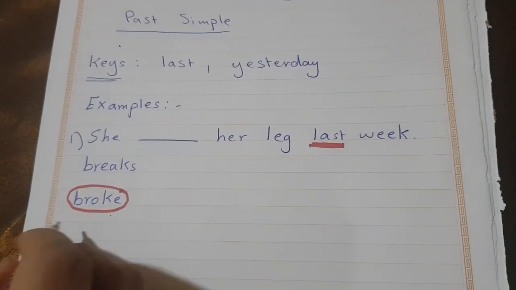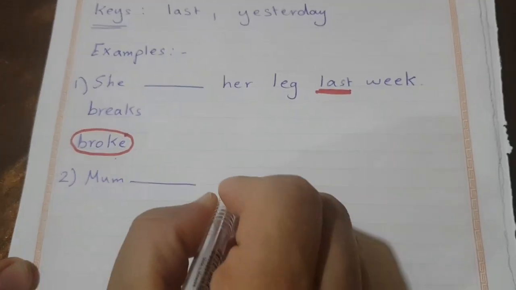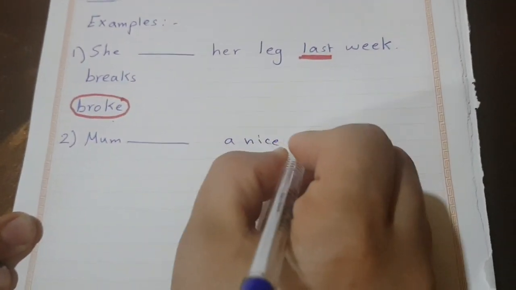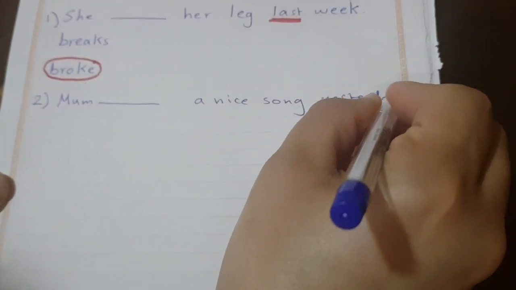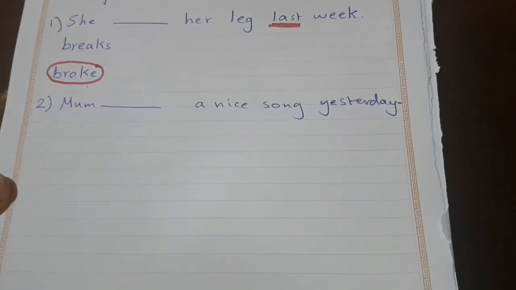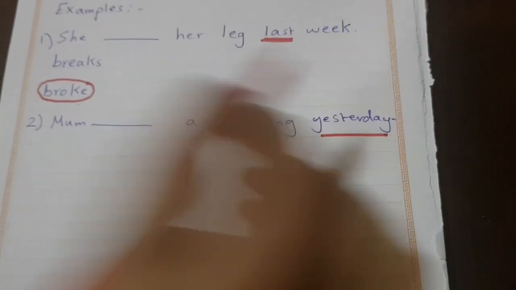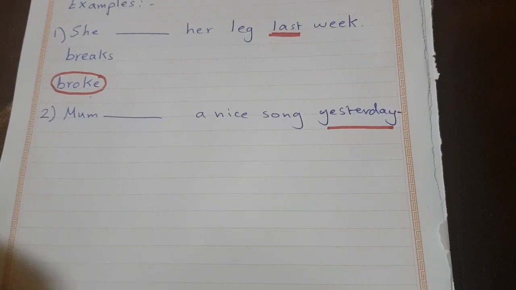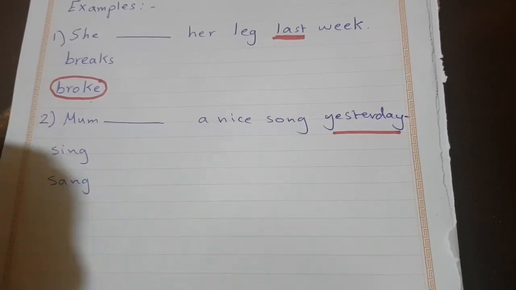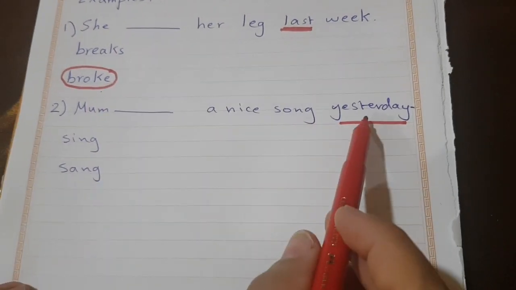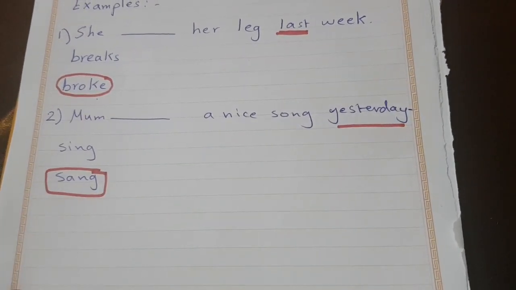Now, let's look at the second example, number 2. Mom, a nice song yesterday. As I told you before, you have to look for the key. What is the key in this sentence? The key is yesterday. So yesterday means past. So what is the answer? Sing or sang? What do you think? Because we have yesterday, the correct answer is sang.